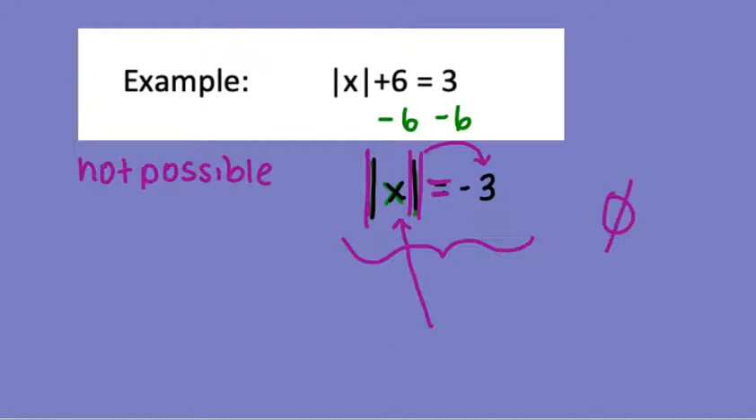You've got to make sure that the bars have been isolated first. But once that's true, think about it. If I put in negative 3 for x and take its absolute value, I'm going to get 3, not negative 3. So you can see clearly why this is not a possible equation.